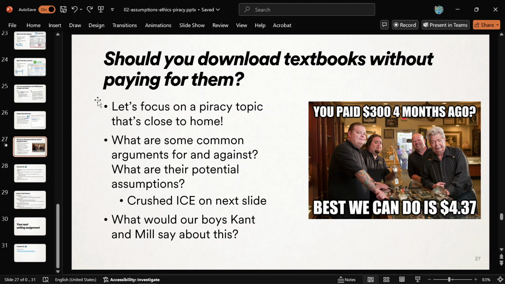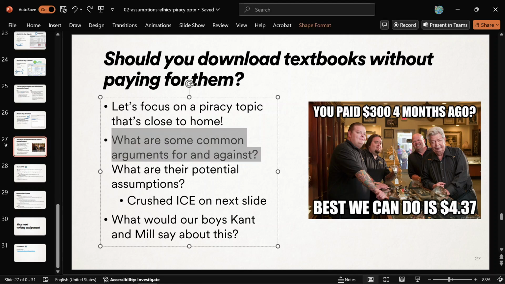But here's a question that's probably near and dear to your hearts, and it is an ethical dilemma, right? It has to do with piracy. Should you be downloading textbooks from the internet without paying the authors for them? Okay, that is a question that has probably come up in your life by now. So this is good to think about, right? So let's think about what would Kant say, what would Mill say, what are some common arguments for and against downloading textbooks? Think about those.